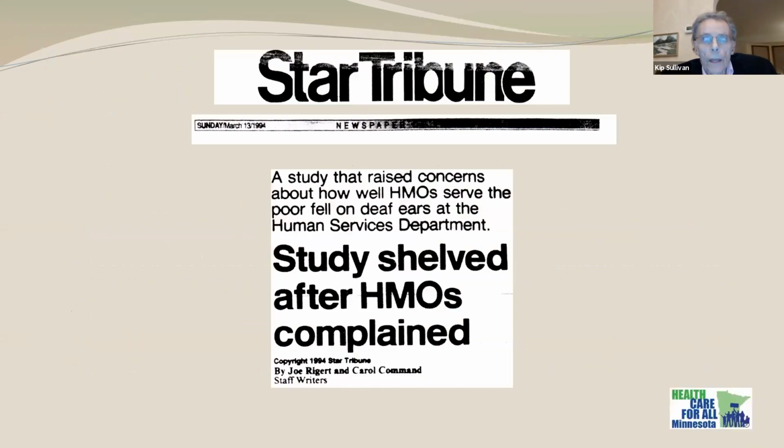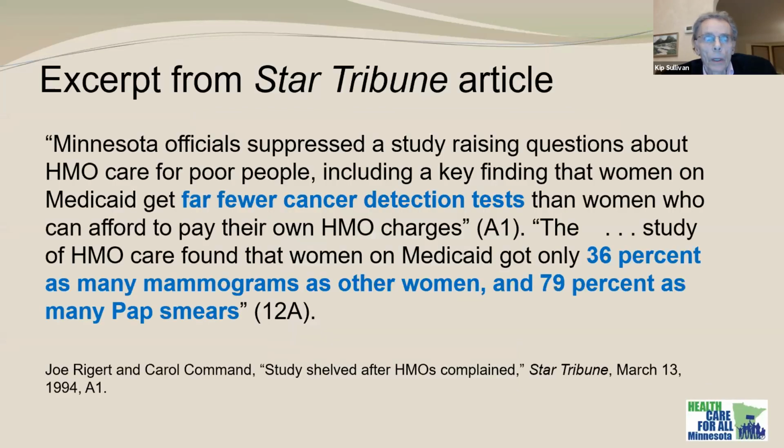Here's the newspaper article in the Star-Tribune that was published in 1994 when someone leaked the Folds study to the Star-Tribune. You can see there the headline, "Study shelved after HMOs complained." "Study that raised concerns about how well HMOs serve the poor fell on deaf ears at the Human Services Department." Here's an excerpt. They found that the HMOs are providing far fewer cancer detection tests than women who are insured in the private sector. Far fewer mammograms, far fewer pap smears.